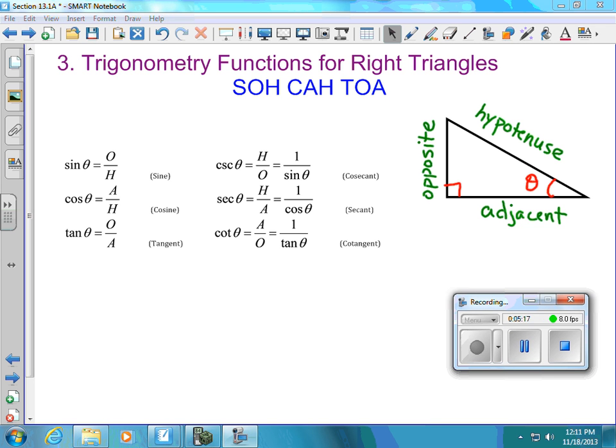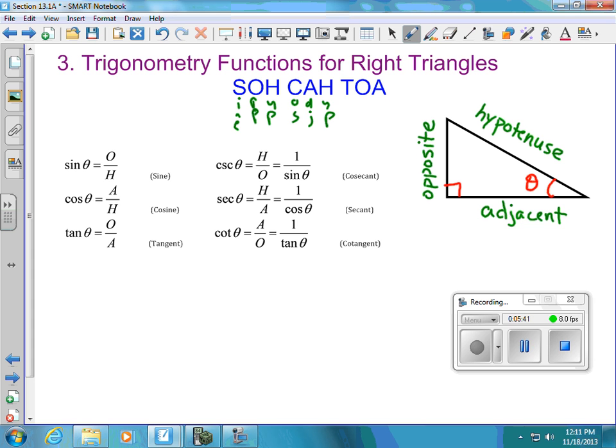SOHCAHTOA, if you remember that little mnemonic device from geometry, can help us memorize the ratios. S stands for sine, opposite over hypotenuse. So this is sine, which is opposite over hypotenuse. CAH, that's cosine, adjacent divided by hypotenuse. And TOA, that's tangent, opposite divided by adjacent.